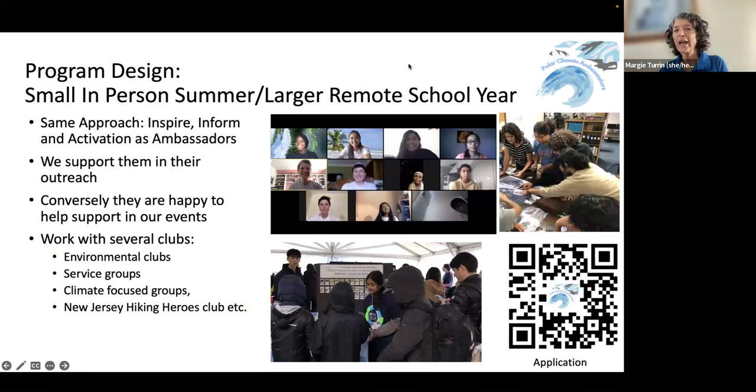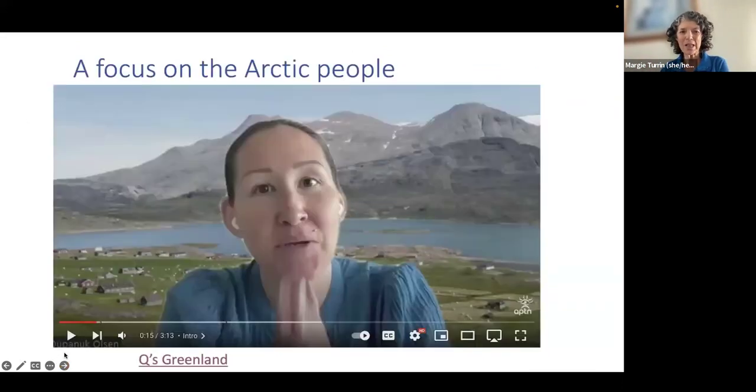So through the year, we also work with environmental clubs, service groups, climate groups. I'm working with a New Jersey Hiking Heroes Club to have different groups working. So they're all different ambassadors. And then we have this summer intensive, is what I call it, where they come together and help develop resources.